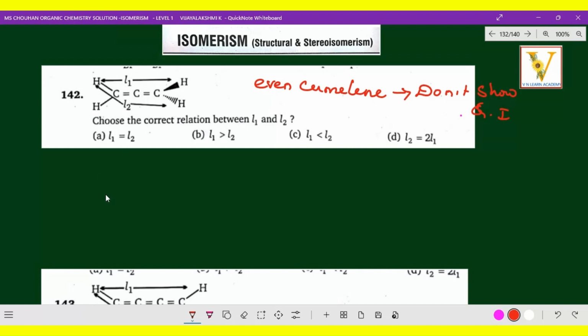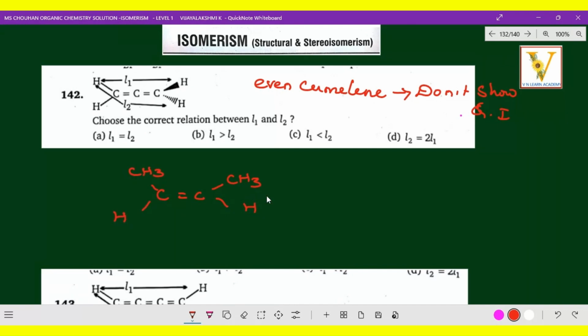And one more idea I will bring to you. A planar molecule can show geometrical isomerism. How do we identify a planar molecule? Now, for example, C double bond C. In this, CH3 is there, in this hydrogen is there. And the same way here, CH3 is there, and here hydrogen is there.